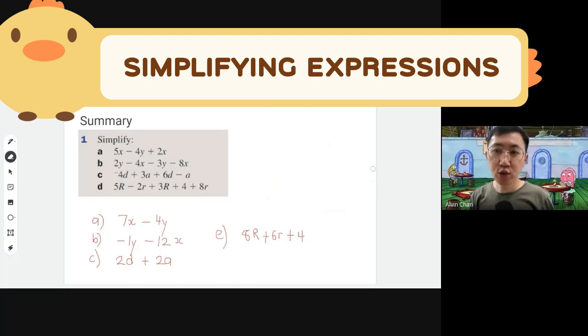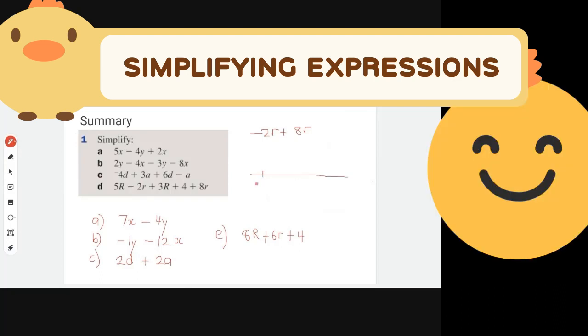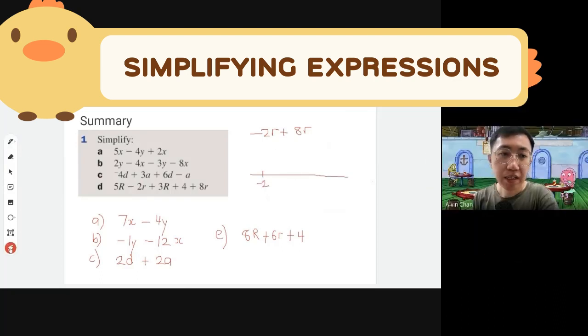One way to solve this integer confusion is this. You use a number line. You do a number line. Okay. Negative 2 plus 8. Plus 8 means you move towards the right 8 times. 1, 2, 3, 4, 5, 6, 7, 8.